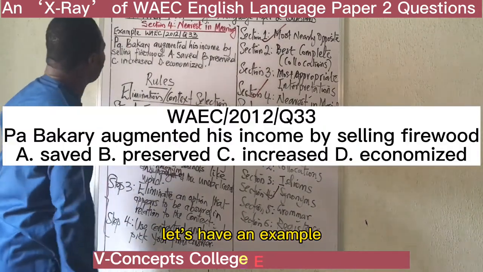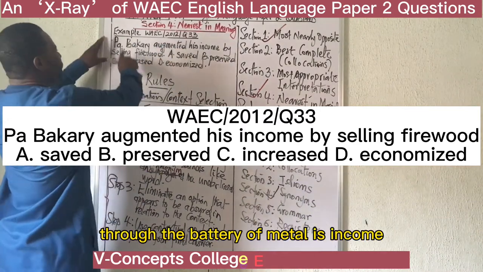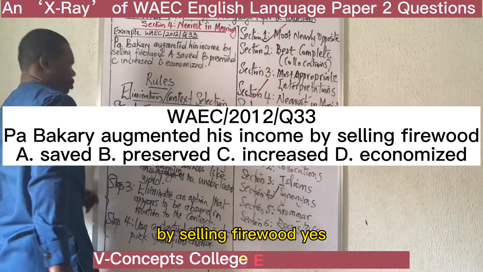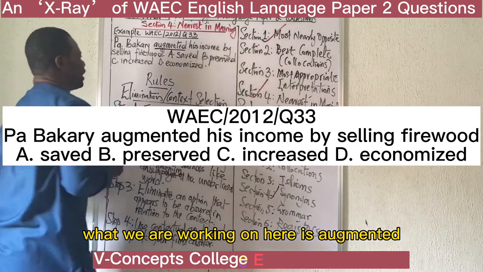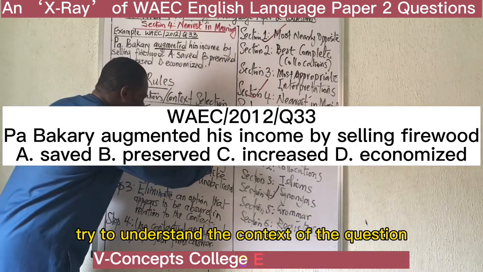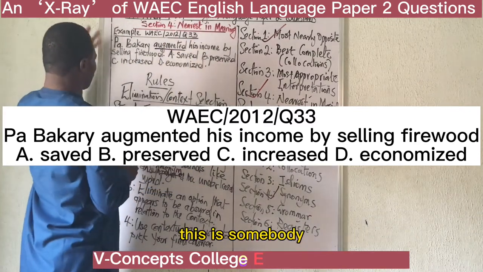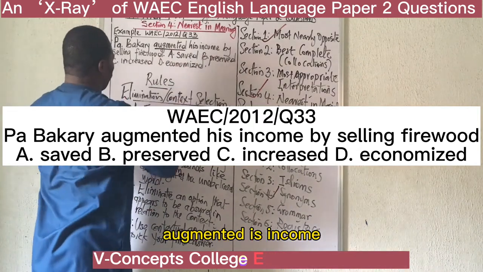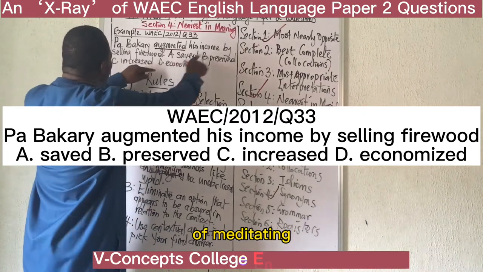Let's have an example. The same way, 2012, question 33. Pabakari augmented his income by selling firewood. What we are working on here is augmented. So take step one, try to understand the context of the question, the meaning of the question. Pabakari is somebody, it's the name of someone. Augmented his income. What is income? Money that comes into his hands, all right? Now, augmented it by selling firewood.